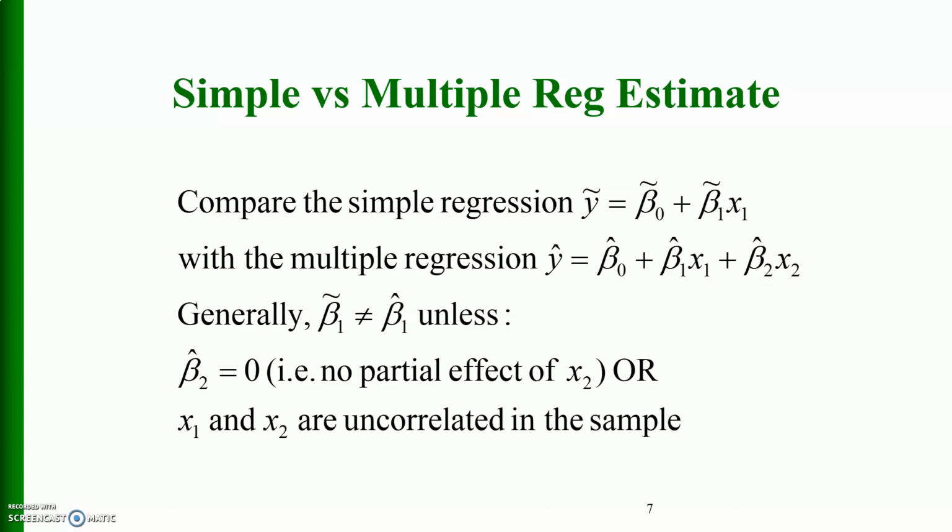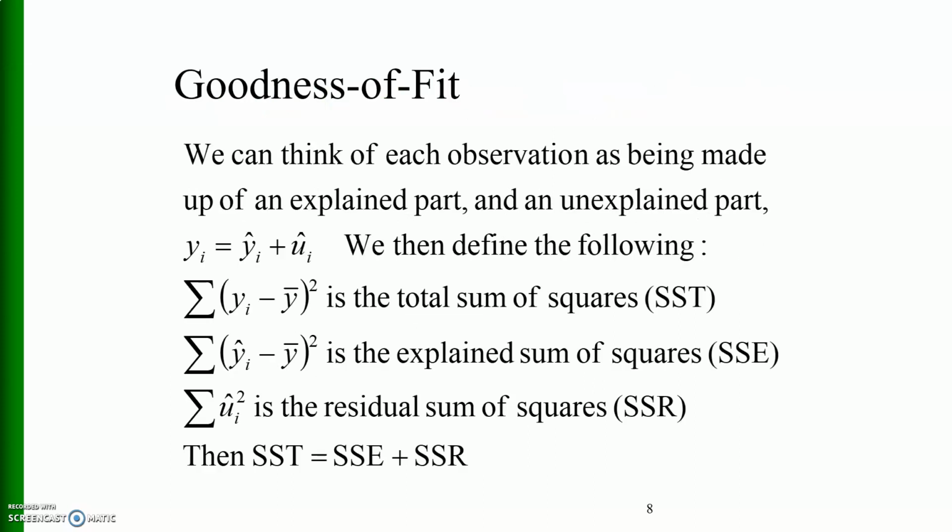Compare the simple regression model y tilde is equal to beta naught tilde plus beta 1 tilde x1 with the multiple regression y hat is equal to beta naught hat plus beta 1 hat x1 plus beta 2 hat x2. Generally, beta 1 tilde does not equal beta 1 hat unless beta 2 is equal to 0.